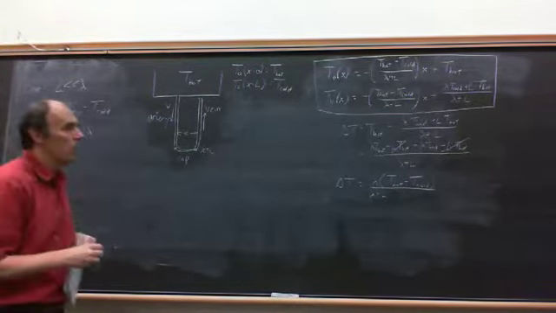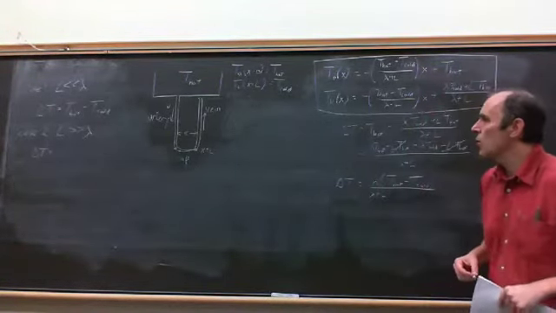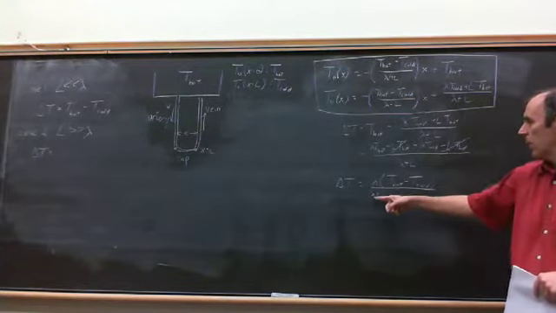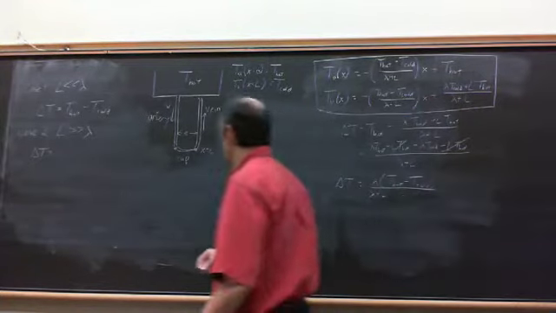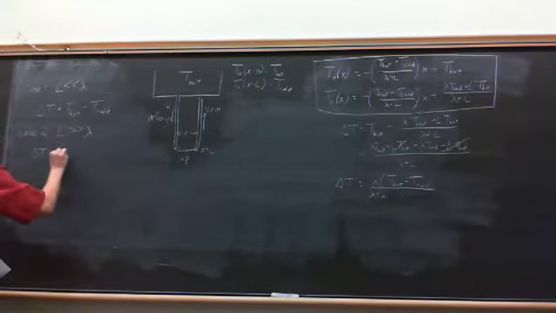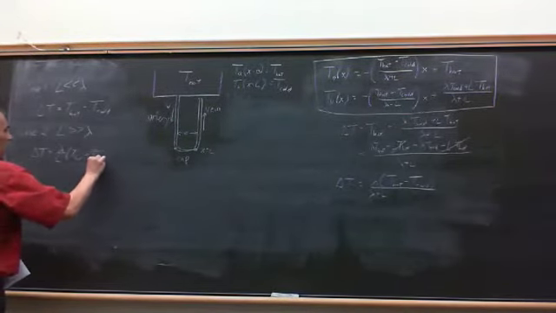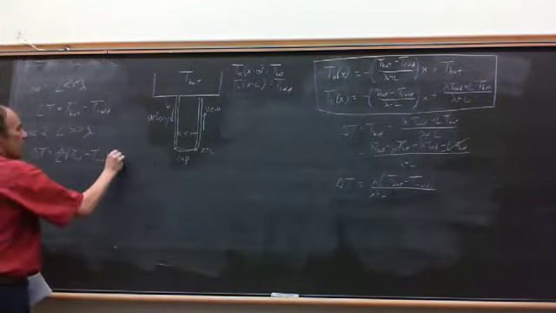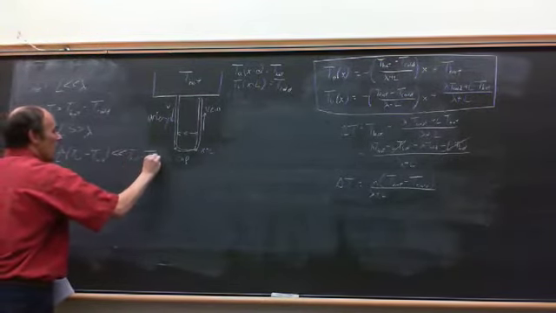And what's the temperature drop in this case? If L is much greater than lambda, ignore this lambda to L. It just becomes lambda over L times that temperature difference. But lambda over L by design is small. So that says this is a lot smaller than T hot minus T cold.